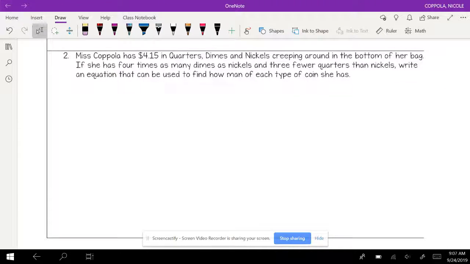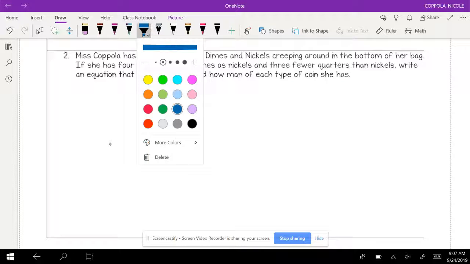Okay. Here we go. Miss Coppola has $4.15 in quarters, dimes, and nickels creeping around in the bottom of her bag. Oh boy, if she has 4 times as many dimes as nickels and 3 fewer quarters than nickels, write an equation that can be used. Okay, whoa, it's a lot of reading here.